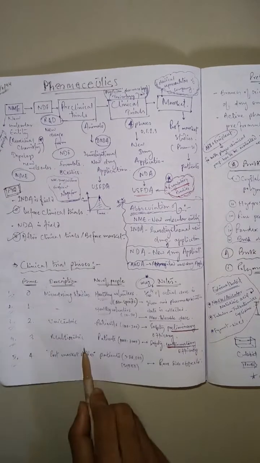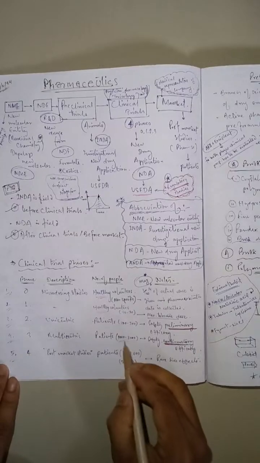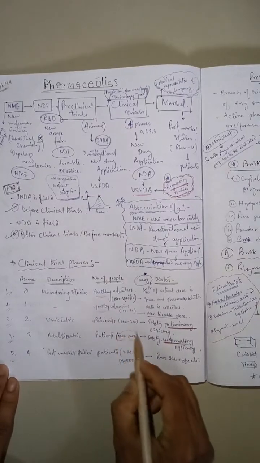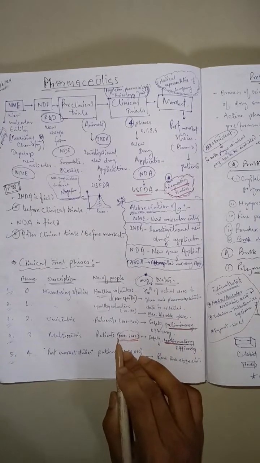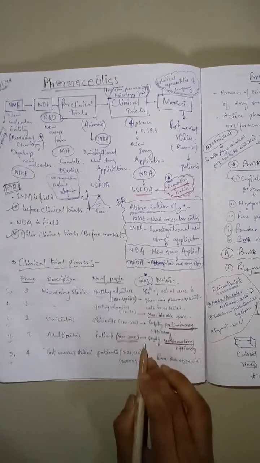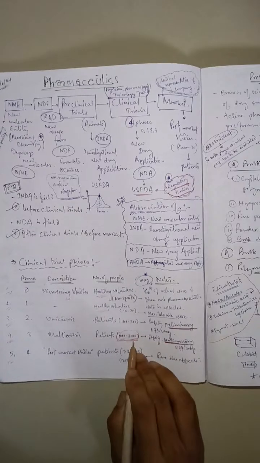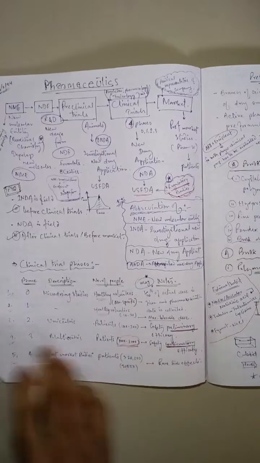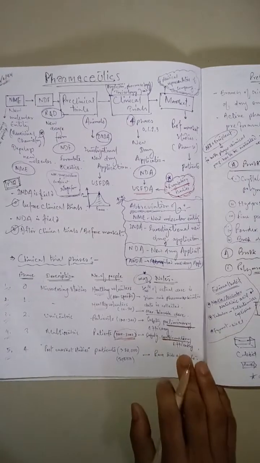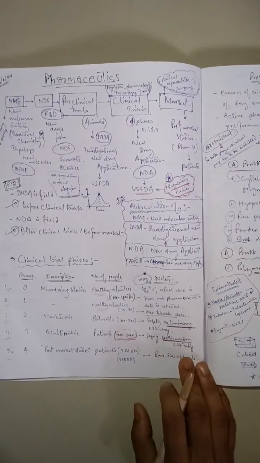Multicentric studies will be done on how many patients? 1000 to 3000 patients. Why 1000 to 3000 patients? Because some patients will be in Delhi, some in Tamil Nadu, some in Telangana, some in Guwahati, some in Mumbai, like this. And this step is called safety and confirmatory efficacy. After that, what will happen?